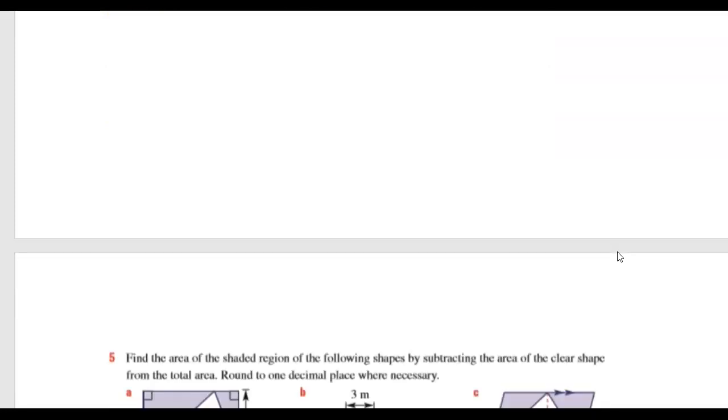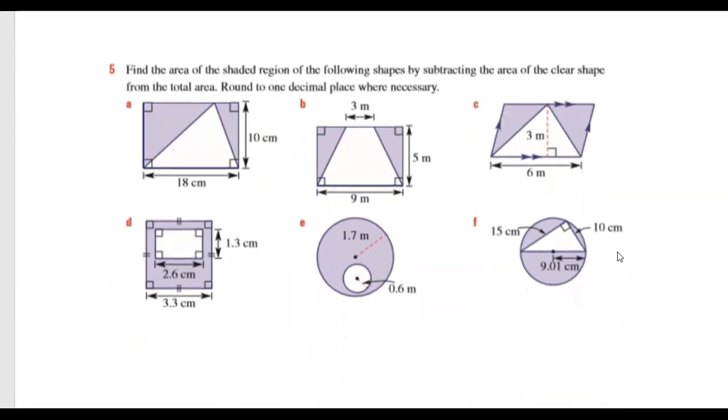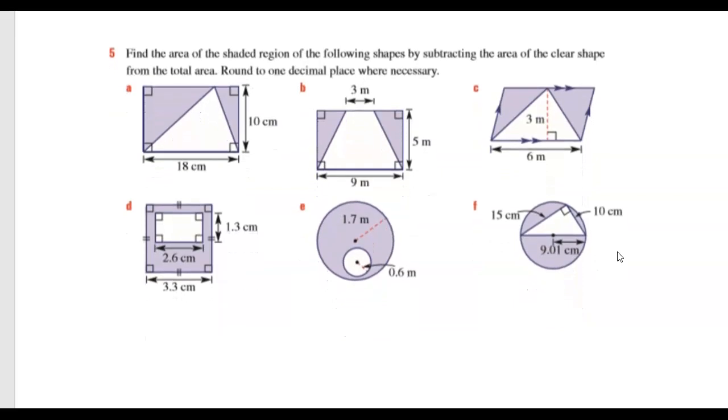All right, so 5D focuses on composite shapes. I've mentioned composite shapes before. So basically you don't have a regular shape, it's a shape that is composed of more than one shape. So you can see here in question 5, we've got some rectangles with a triangle or a parallelogram. We've got some circles with a circle inside or a triangle inside, and we need to use our knowledge of area to work out the shaded area of the shape.